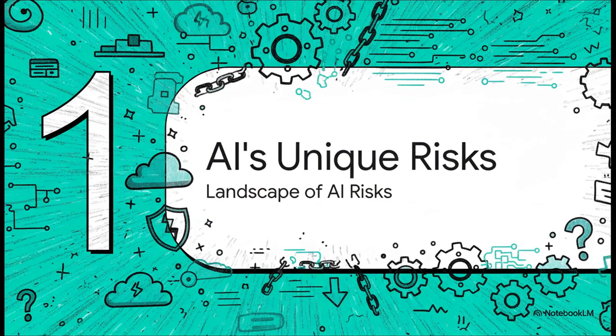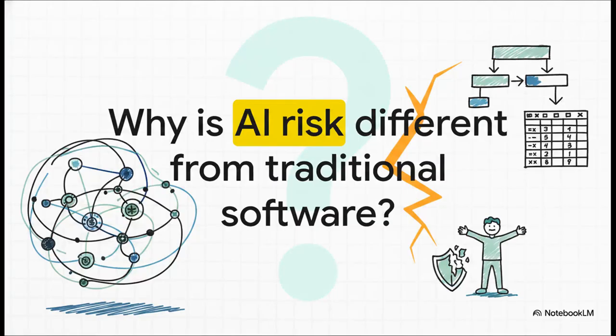All right, let's jump right into Section 1, AI's unique risk landscape. We have to ask ourselves a crucial question right out of the gate. Why is AI risk fundamentally different from traditional software? Honestly, assuming AI is just another software program is the first major trap you can fall into. If you treat a complex generative AI model the same way you treat a basic spreadsheet app, you are leaving your entire organization and society completely exposed.